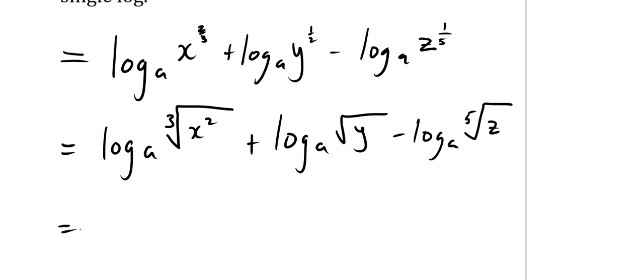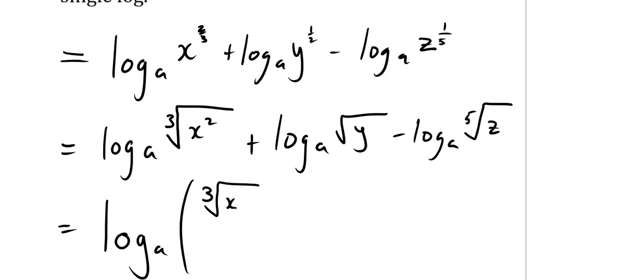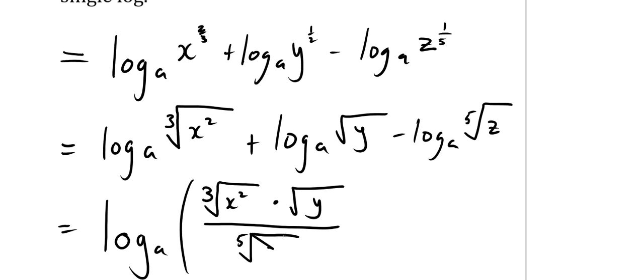And now we can write this as a single log because I have log base a for all of them, and I can use those properties. Again, you might do this in 2 steps. Just add the first 2, like do the product of the first 2, and then divide by the last, or you can do them all at once. So this ends up being log base a of the 3rd root of x squared times the square root of y all over the 5th root of z.